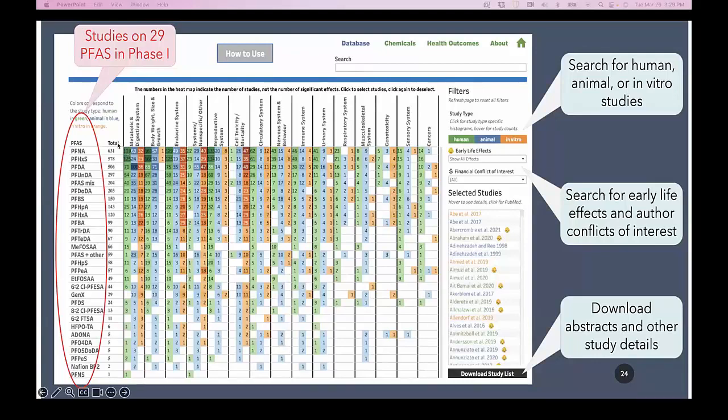To the right of that is a column that says total. That lists all the total studies for each compound. So for PFNA, you'll see 631 total studies in the database. And the reason why it only includes 29 PFAS at this point in phase 1 is because we decided to focus the first phase of the database on the emerging and newer generation replacement PFAS that we thought were most relevant for current decision-making contexts.